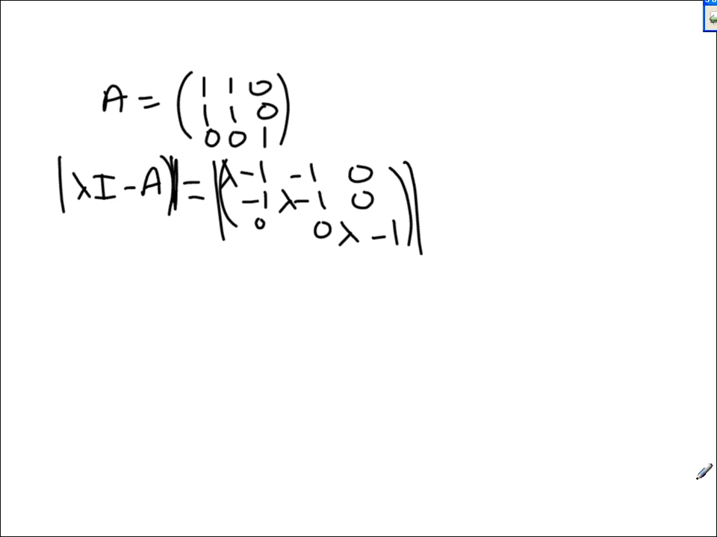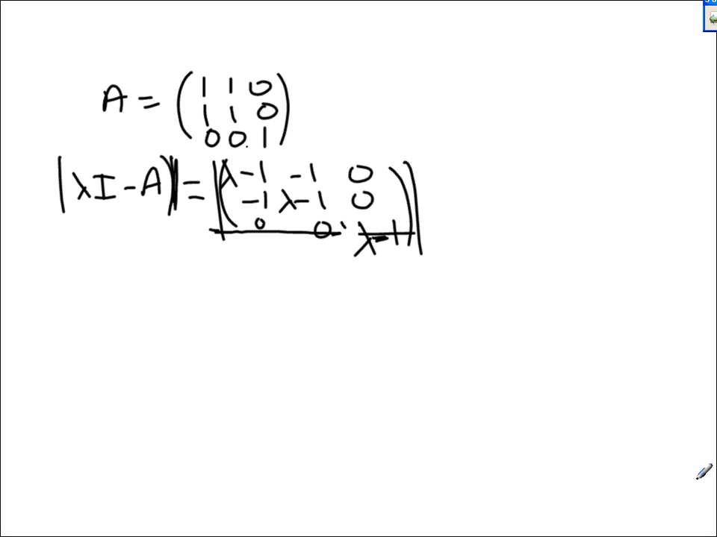The best way to calculate this determinant is to use, I forget what they call that technique, cofactor expansion. We'll expand about the last row. Let me make it clear that it's not 0 lambda, but rather the last entry is lambda minus 1. We expand about the last row.